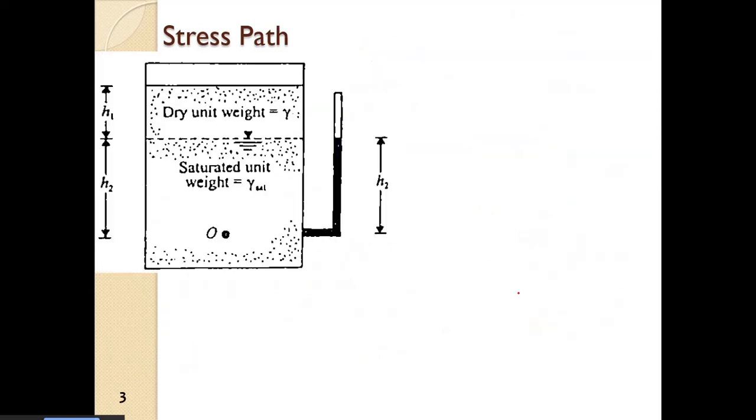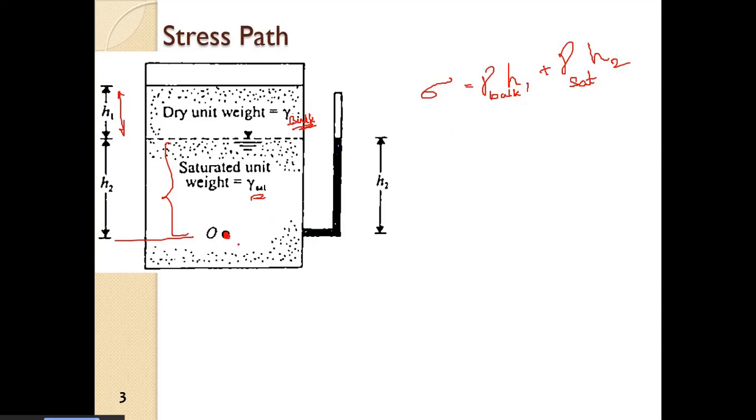So what is basically stress path is, so let us consider this sample, right? So what is the total stress in the sample? First of all, the total stress in the sample is equal to this bulk unit weight into H1. So gamma bulk into H1 plus, so this is saturated, so this is saturated unit weight, plus gamma saturated into H2. So this is the total stress.